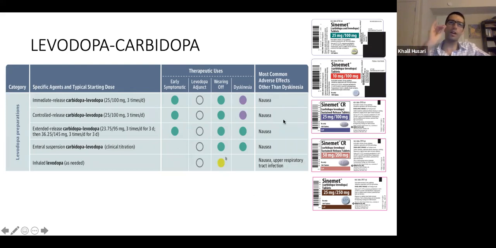So the key is to start very, very slow. So half a tablet or quarter tablet. If you start with a full dose, all of the patients will have nausea, they will have vomiting, and they can't tolerate the medicine. So start very, very slow. Any questions on Sinemet?